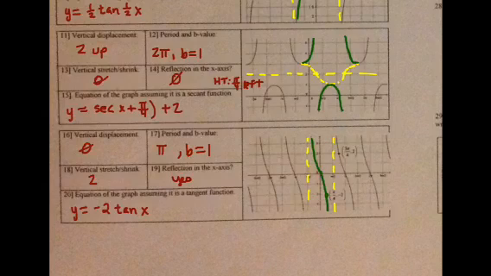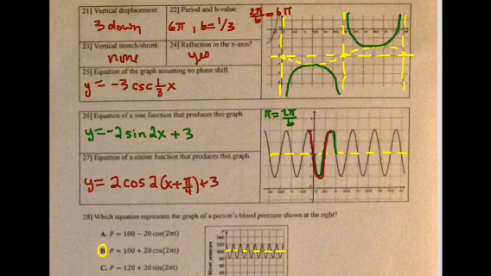But this one's a reflection of that over the x-axis. So that means a is negative. And that's what you see right here: y equals negative 2 tangent x. 21 to 24, it says equation of the graph assuming no phase shift.